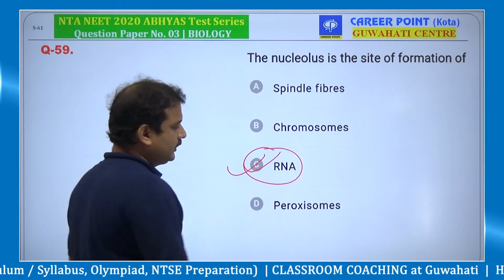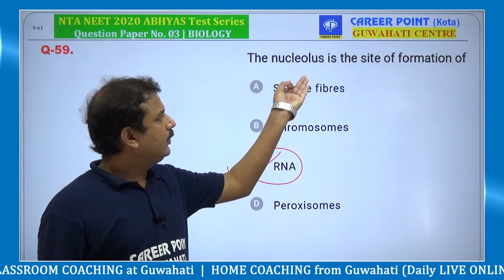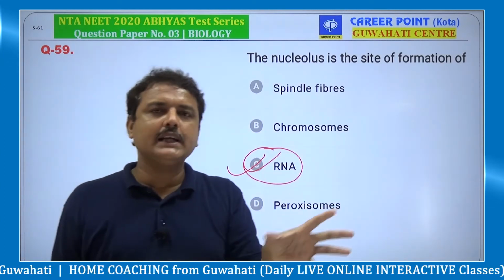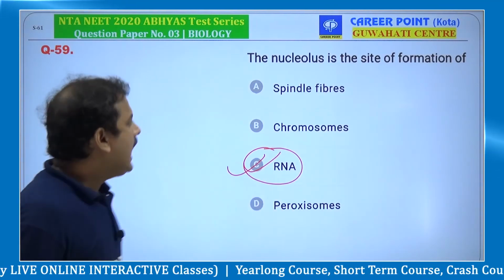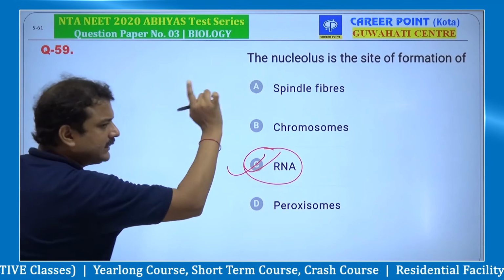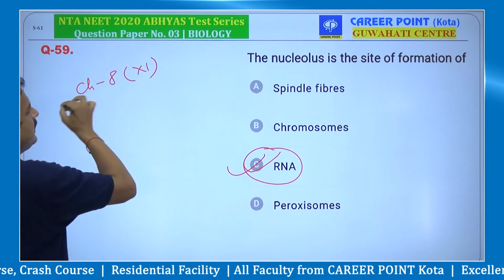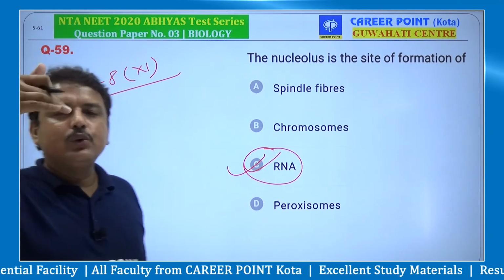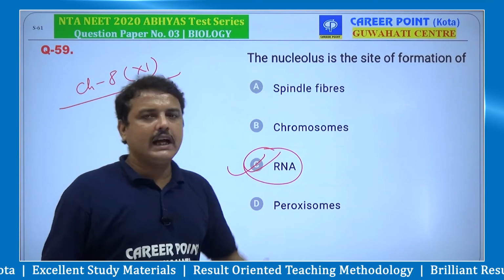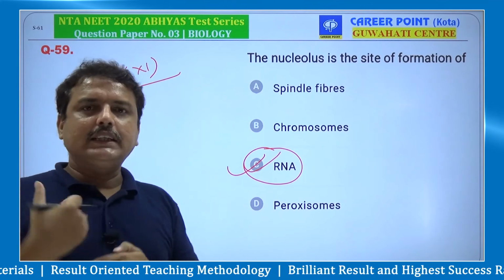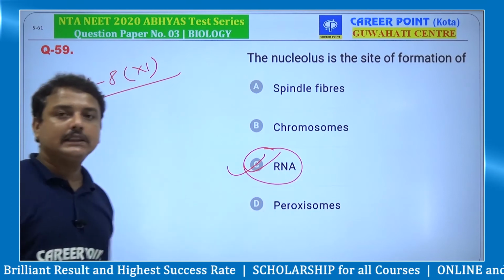So rRNA, ribosomal RNA, is synthesized in the nucleolus. The nucleolus is a non-membranous spherical structure present inside the nucleus, and this is exactly mentioned directly in the NCERT statement, chapter 8, class 11, in the nucleus topic. So the nucleolus is responsible for the synthesis of ribosomal RNA, that is rRNA. So out of these 4 options, C is correct.